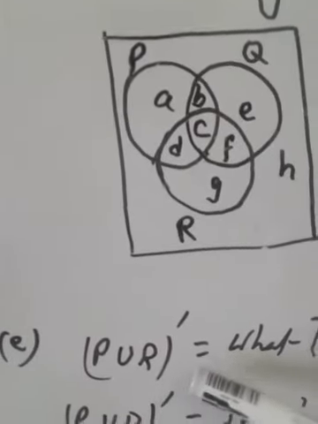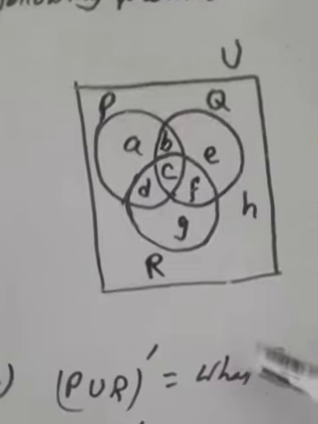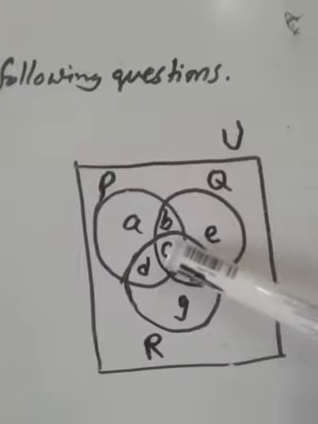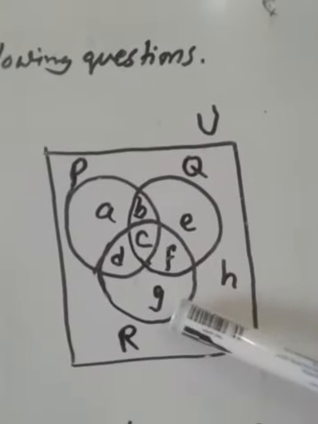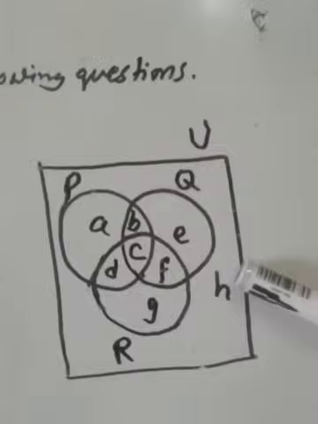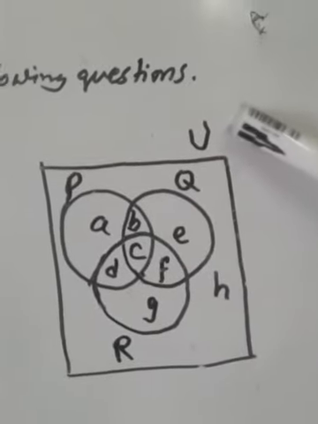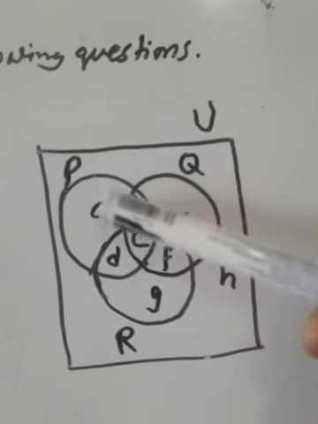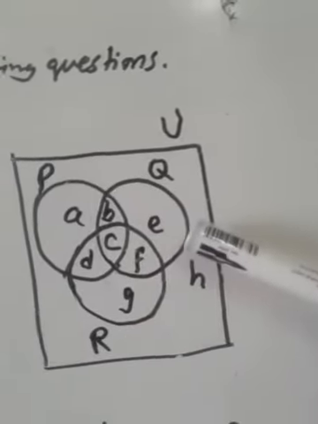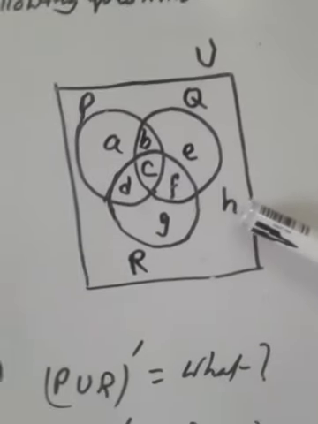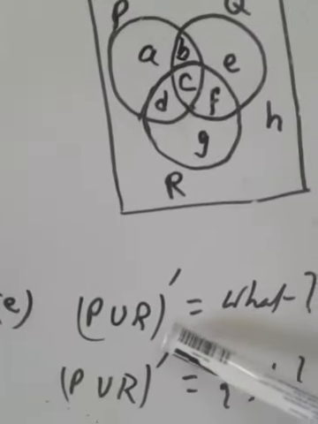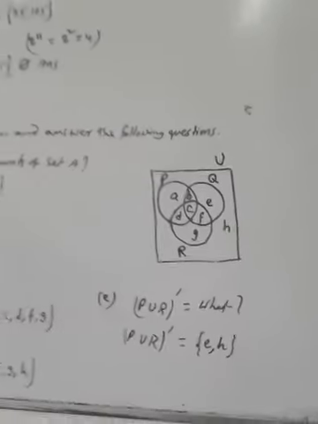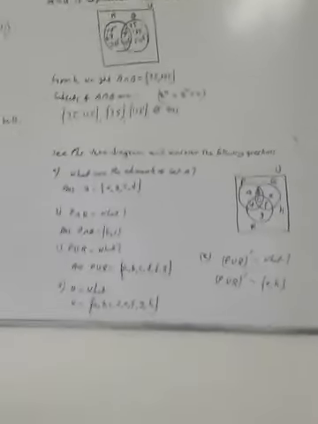P union R prime equals what? We are getting P union R equal to A, B, C, D, F, G. E and H are left, under the universal set. So excluding the P and R sets, we are getting E, H. This E, H will be P union R prime. You note this carefully. Thank you.